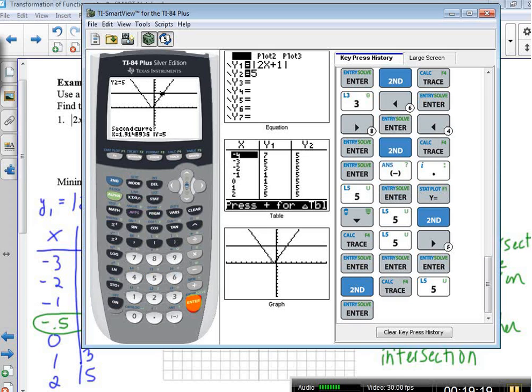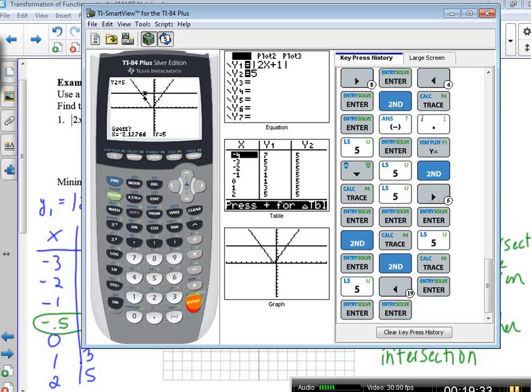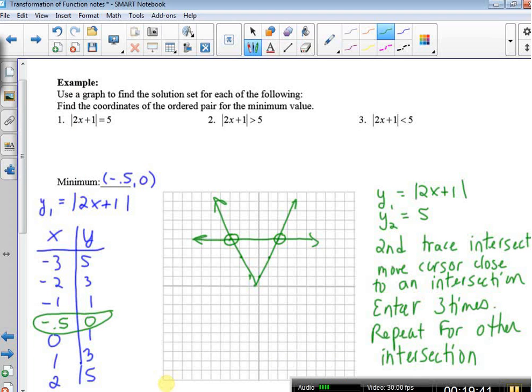Second trace intersect again. Oh, I want to do that again. I keep hitting enter. Second trace 5. I want to move that cursor over to the other intersection and then hit enter, enter, enter. I don't have to move left, right, and all that. So negative 3 and 2 are my points that I want. So this is 3 and this is negative 3. I was wrong. This is not 3. That's, I believe, 2. And we can see that it's 2, 5 and negative.